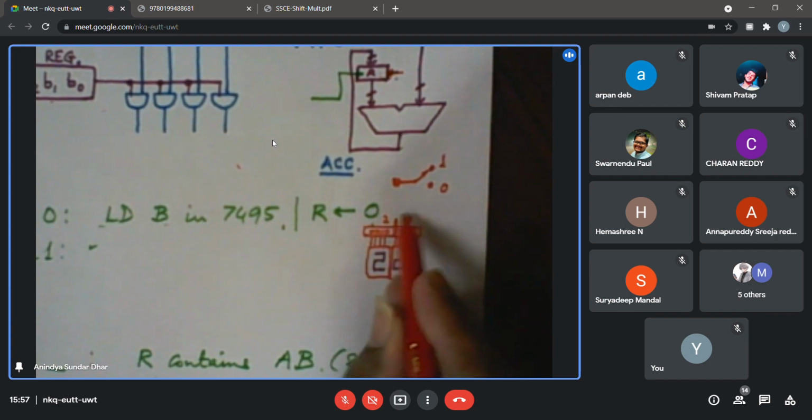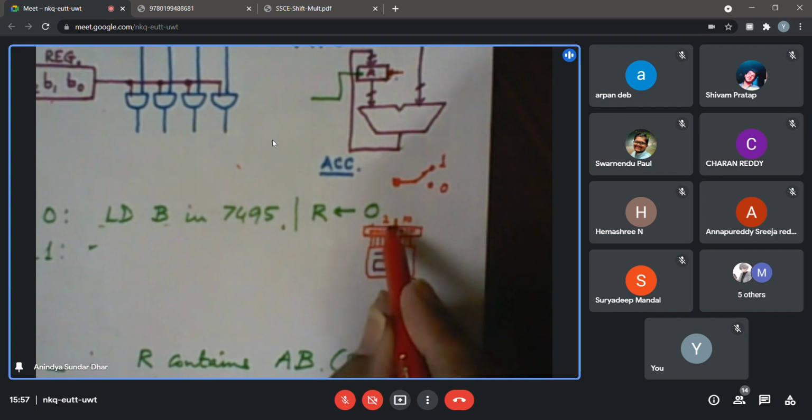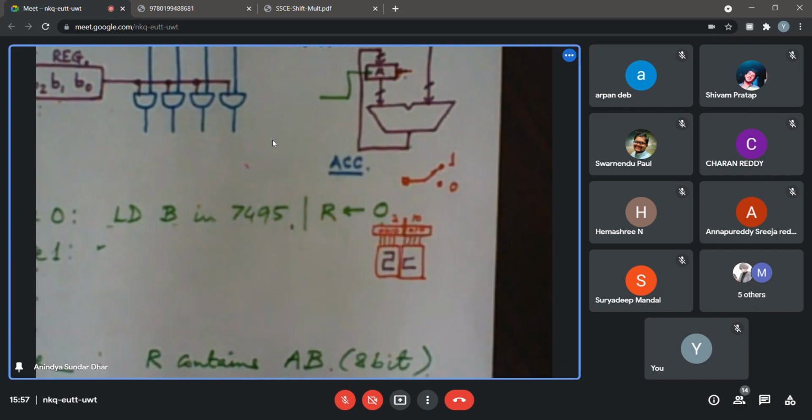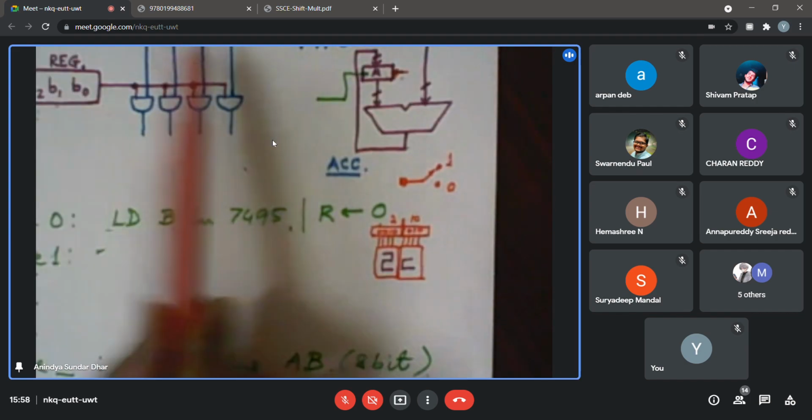So in the units place, it is 10. In the next place, which has a weight of 16, it is 2. So 16 into 2 is 32, plus 10. That is 42. So under what circumstance will you expect this result? If you put 6 and 7.